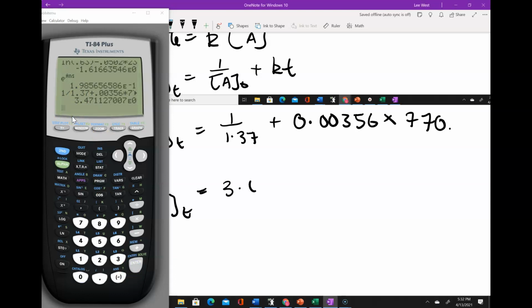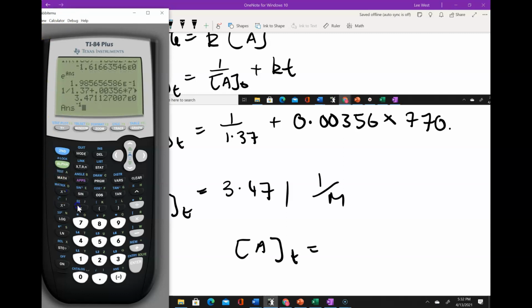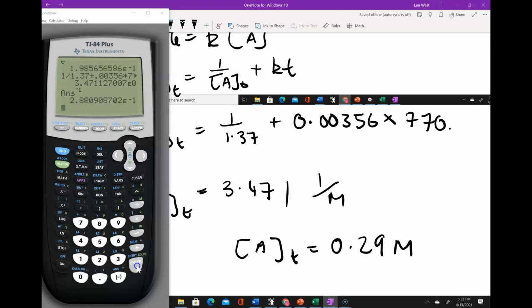And so there's my 1 on my concentration. It's 3.471. And that would be 1 on molarity. Now, we don't want 1 on the concentration, do we? We want the concentration itself. So all I have to do at this point to get the inverse of that value is hit x to the minus 1. And we've done that before. So then this to 2 significant figures would be 0.29 molarity.